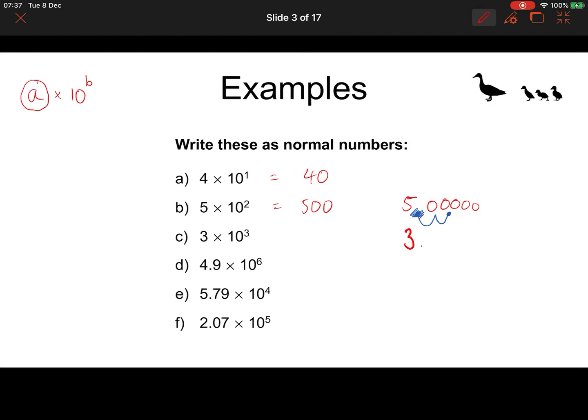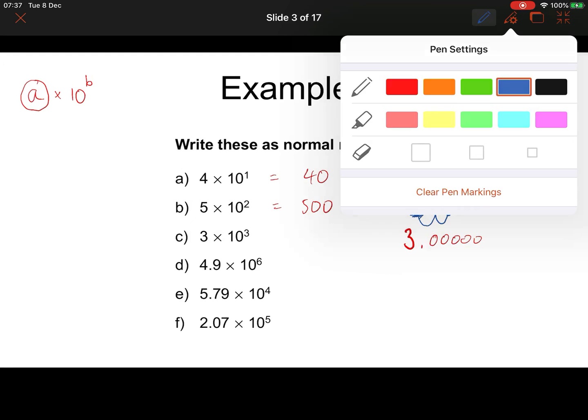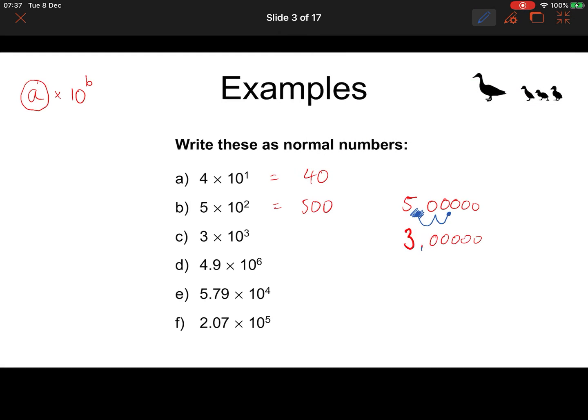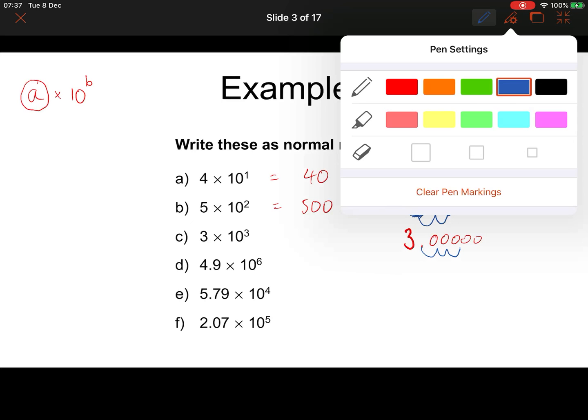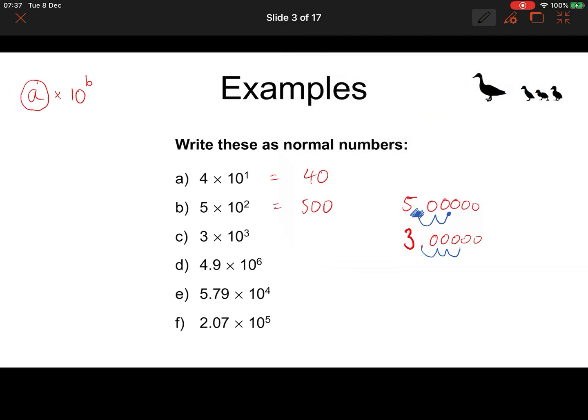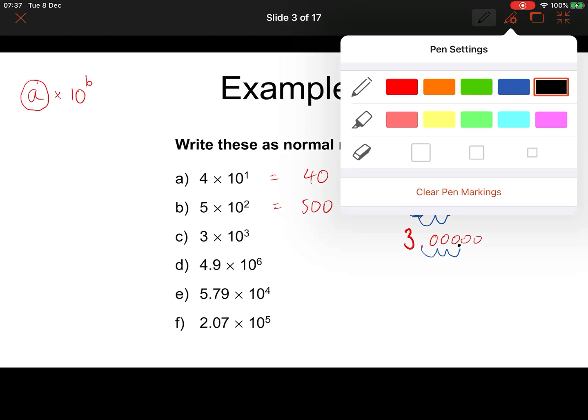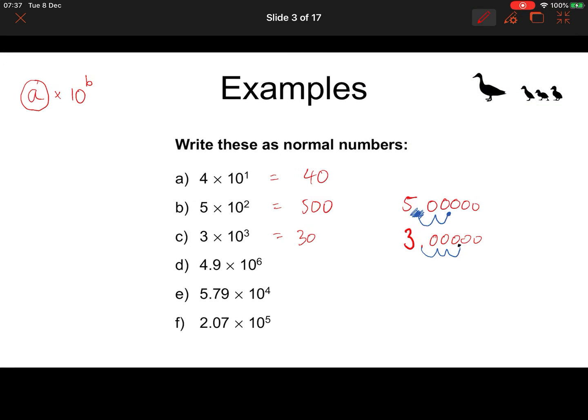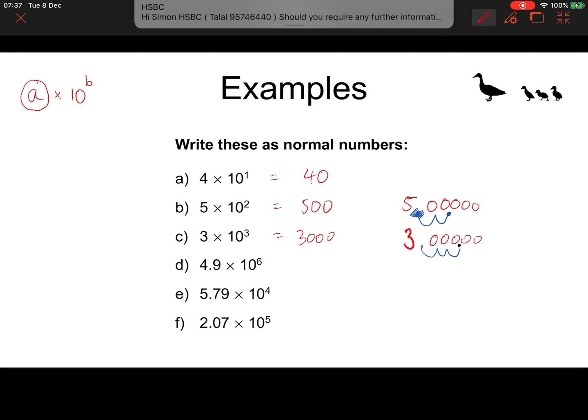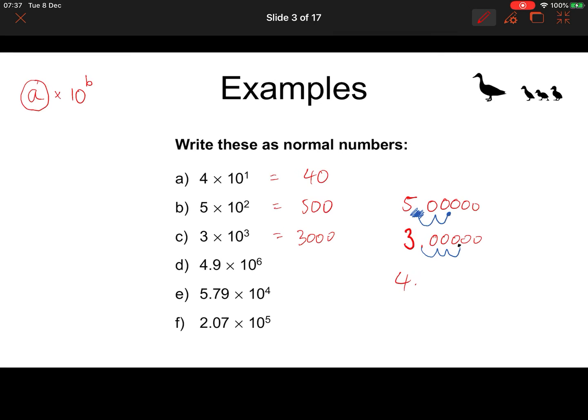Okay, same with the third one. I'm going to do 3.000, just a few zeros just to get me going. If you don't do enough zeros, you just put more in, and then 1, 2, 3 to the right. And so we can see the decimal point now goes here, so the answer is 3,000. Okay?